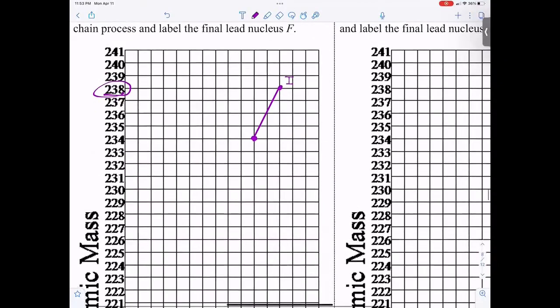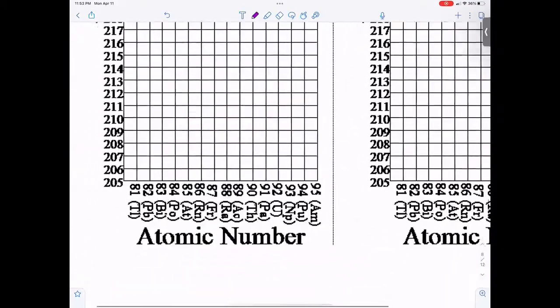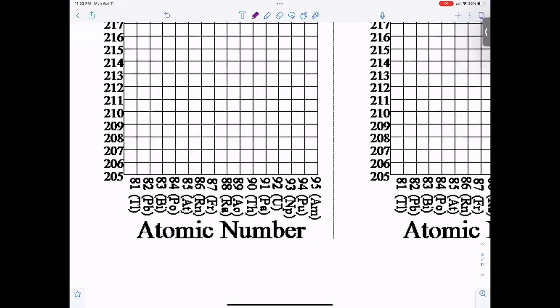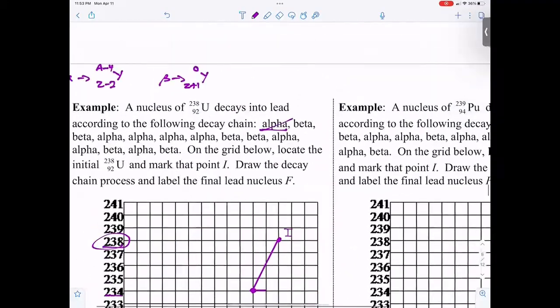Beta reaction just involves the adding of 1 more proton, but the mass stays the same. So the mass is still at 234. So that's going to look like this. Just going to make it 1 proton heavier. Because remember, this axis right here is the atomic number, which is the number of protons. All right, and so I cross that off.